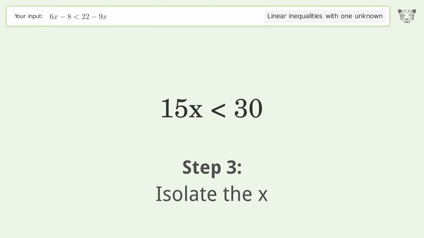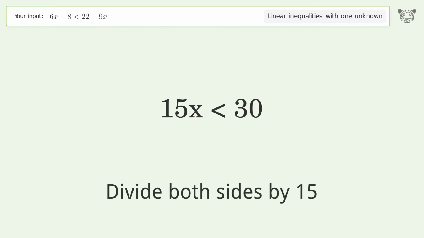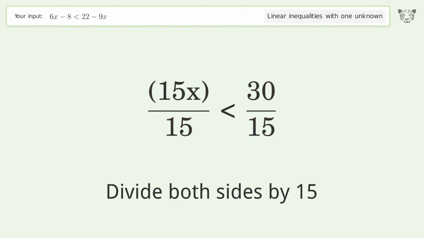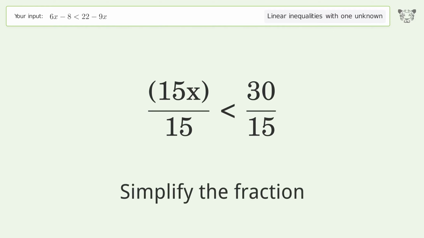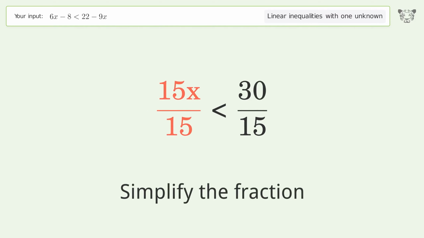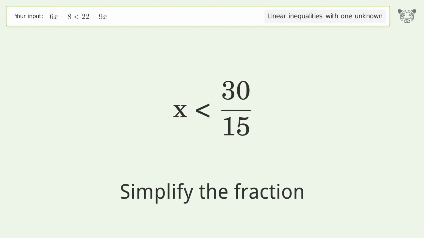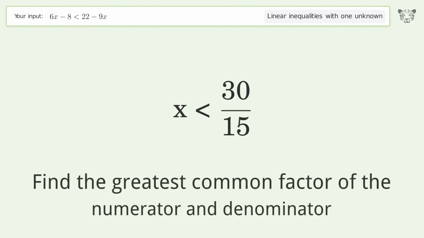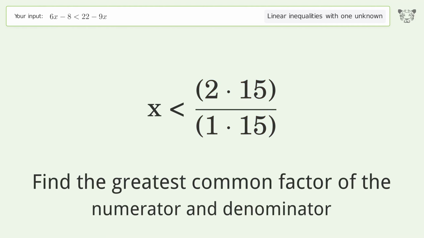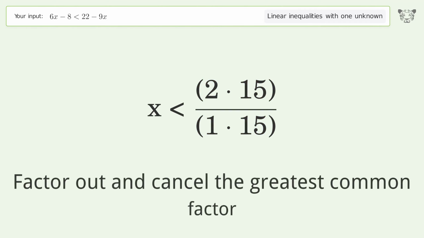Isolate the x. Divide both sides by 15. Simplify the fraction. Find the greatest common factor of the numerator and denominator. Factor out and cancel the greatest common factor.